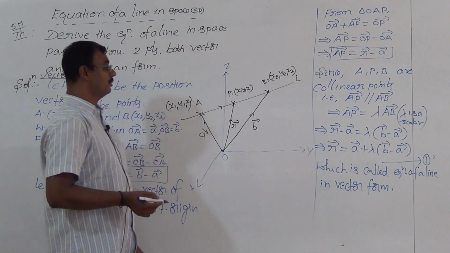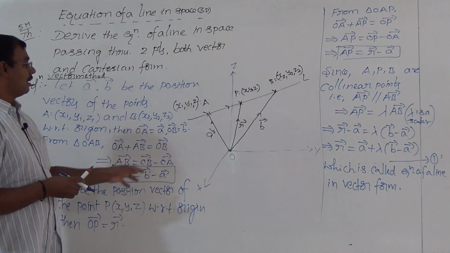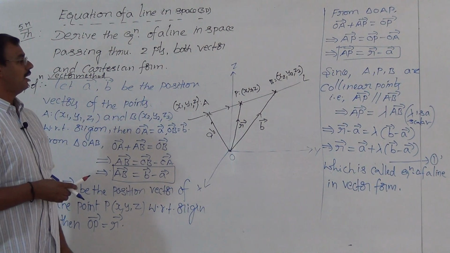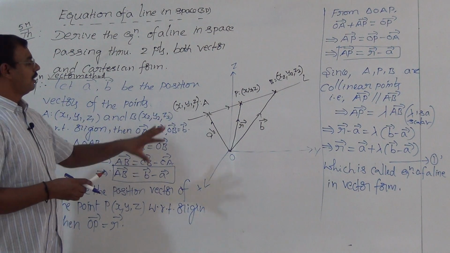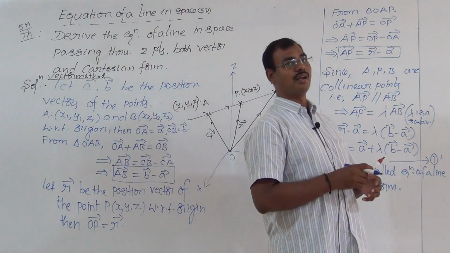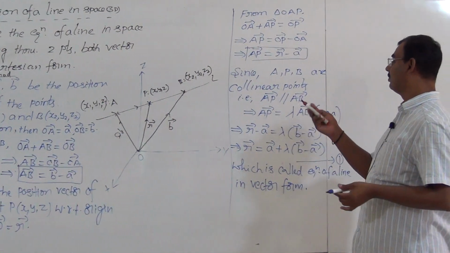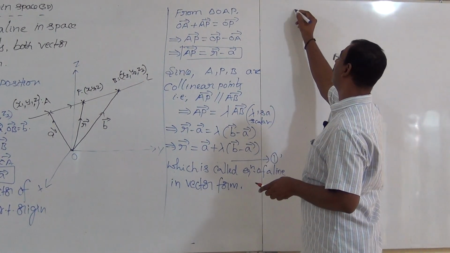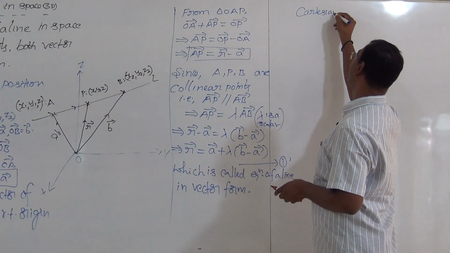Remember all of you, the equation of a line in vector form is R bar is equal to A bar plus lambda times B bar minus A bar. If you have derived this in vector form, from this we can also derive the Cartesian form. Now the Cartesian form is very simple. So how to derive the Cartesian form?